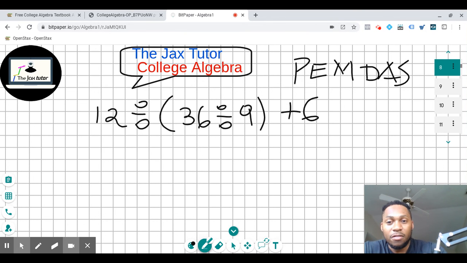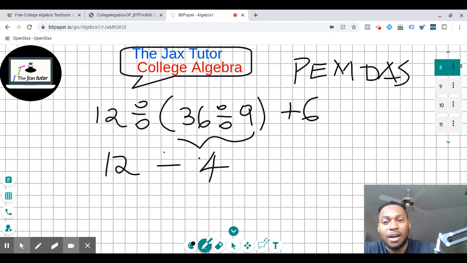So, the P stands for parentheses. We're going to go inside of the parentheses. What's 36 divided by 9? That is 4. So now it's like we have 12 divided by 4 plus 6.